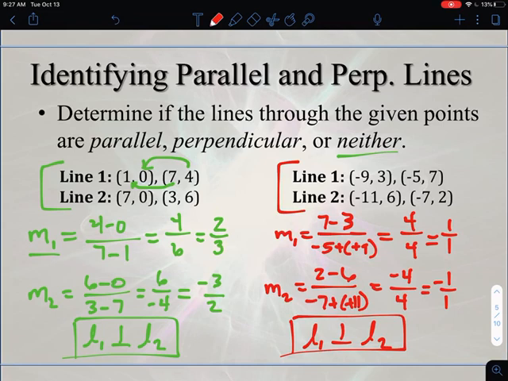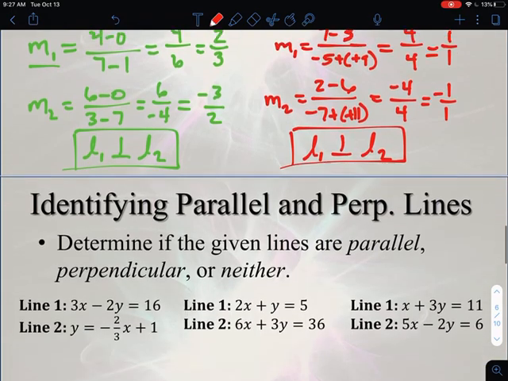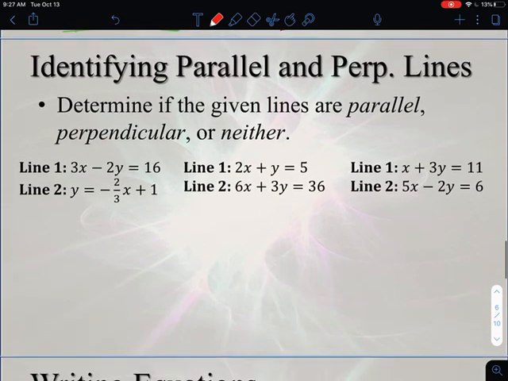If in either one of these cases I had gotten exactly the same slope, then I would have said that the lines are parallel. And if I got anything else, I would say that the lines are neither. So they're not parallel or perpendicular. So find the slopes, compare them, make your determination based off of that.